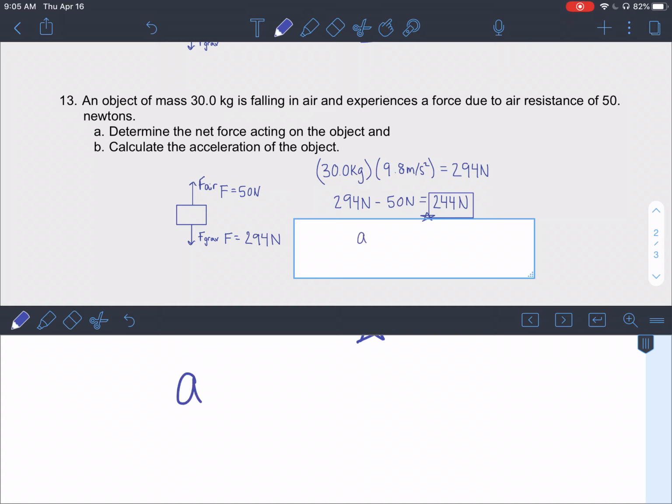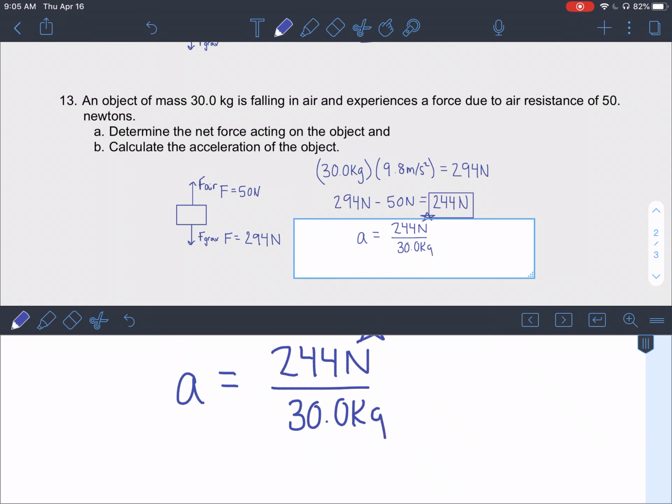All right, so acceleration is equal to force divided by mass. So that means that this object is accelerating downward at 8.13 meters per second squared.